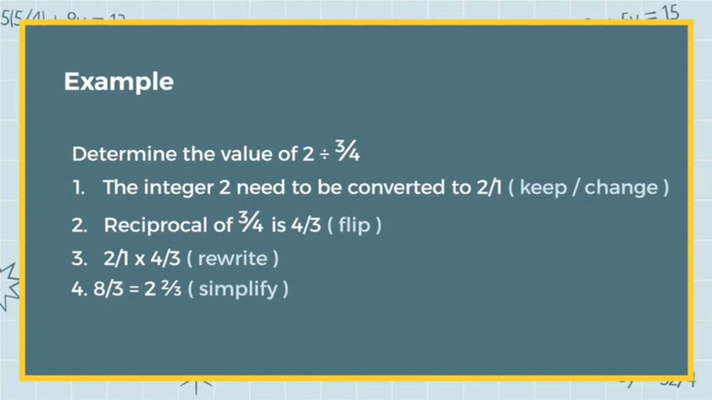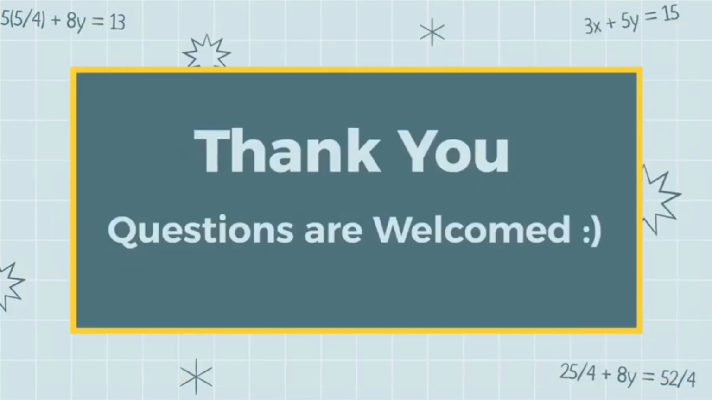Step 3. We rewrite the calculation as multiplication after we flip and change it. So the final answer will be 8 over 3, and when we simplify it, we will get 2 and 2 over 3. That's all for now. Thank you.